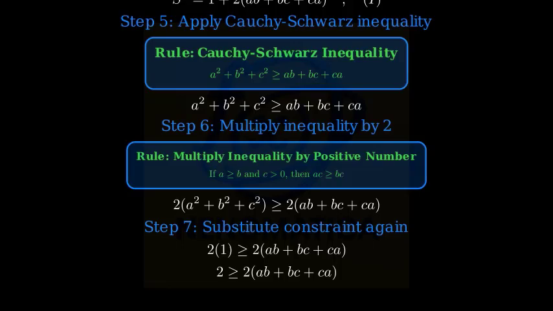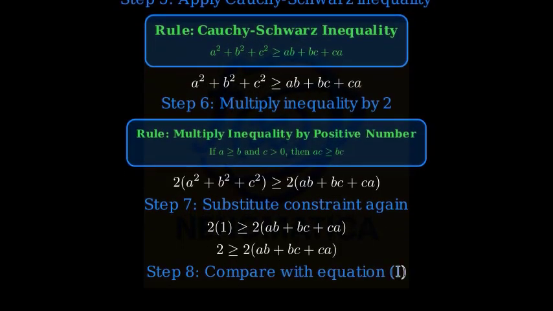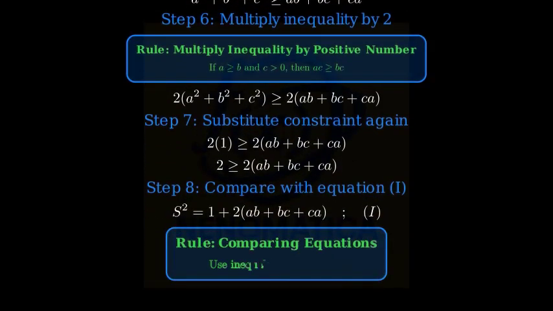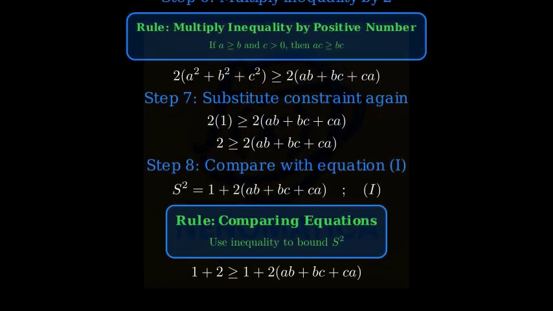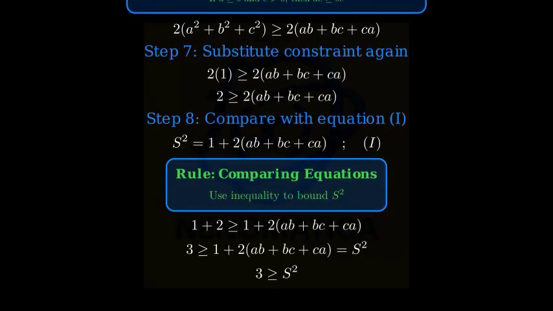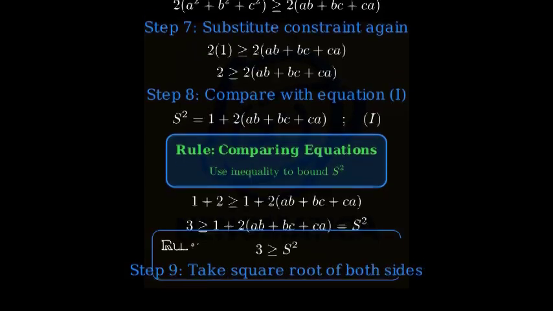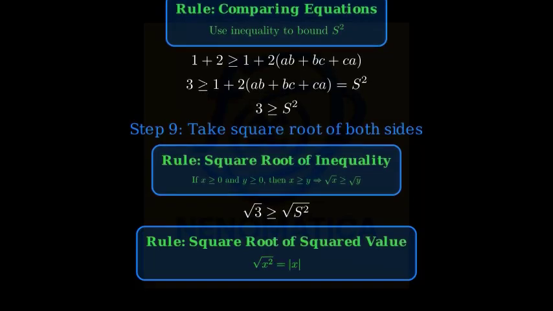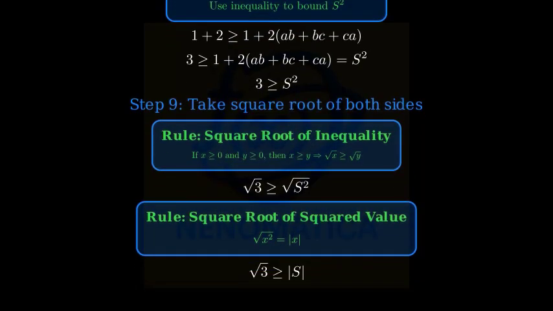Now, let's recall equation 1, which states that S squared equals 1 plus 2 times ab plus bc plus ca. We want to use our inequality to create a bound for S squared. Let's substitute our inequality to get 1 plus 2 is greater than or equal to 1 plus 2 times ab plus bc plus ca, which equals S squared from equation 1. Let's take the square root of both sides of this inequality. This gives us the square root of 3 is greater than or equal to the absolute value of S, since we need to account for both positive and negative values when taking the square root of an inequality.